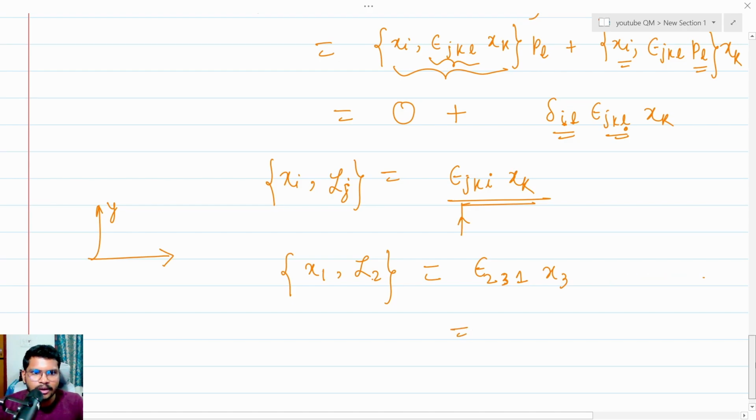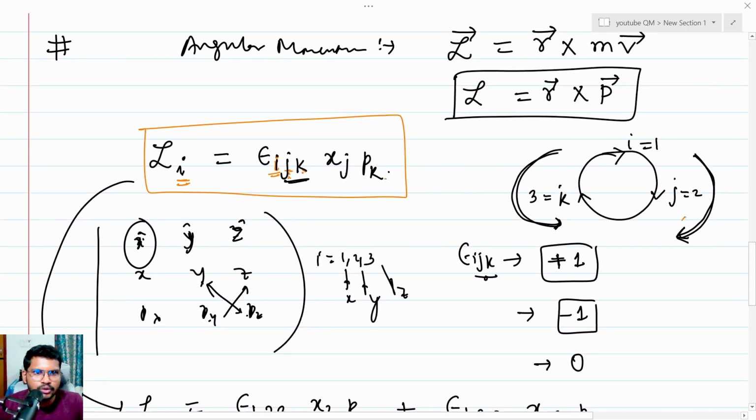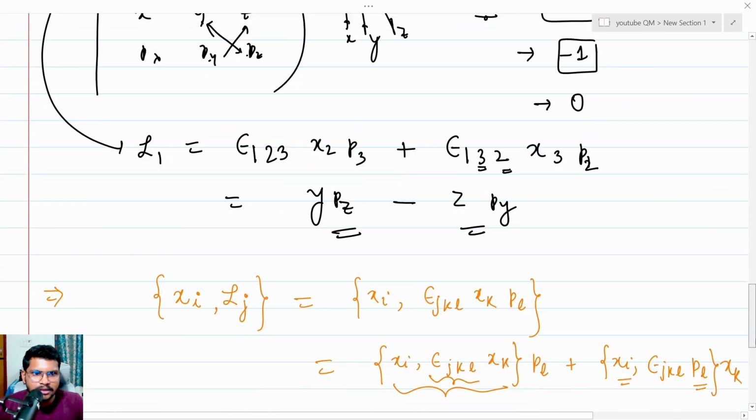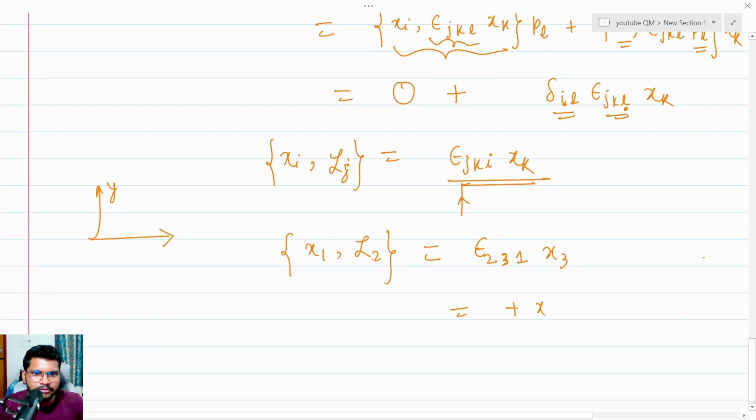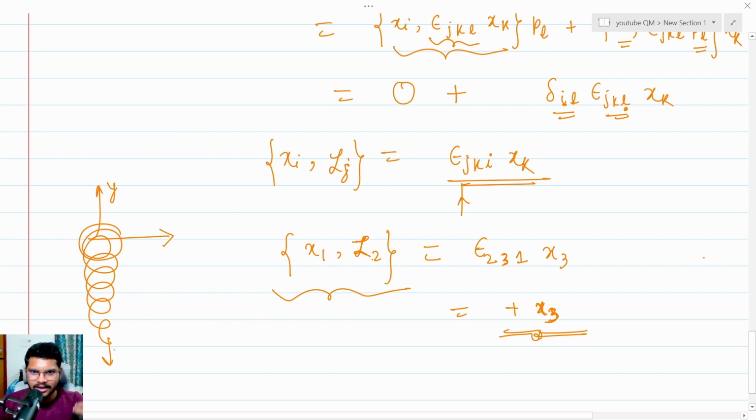Now, 2, 3, 1. In a circle, where is 2, 3, 1? It's going to be like this. 2, 3, 1 gives you a plus sign with x3. So the commutation relation of x with angular momentum in the y direction will make the particle go in an outward direction, right? The particle will, as if, move in the outward direction. That is how you will be facing this one, isn't it?